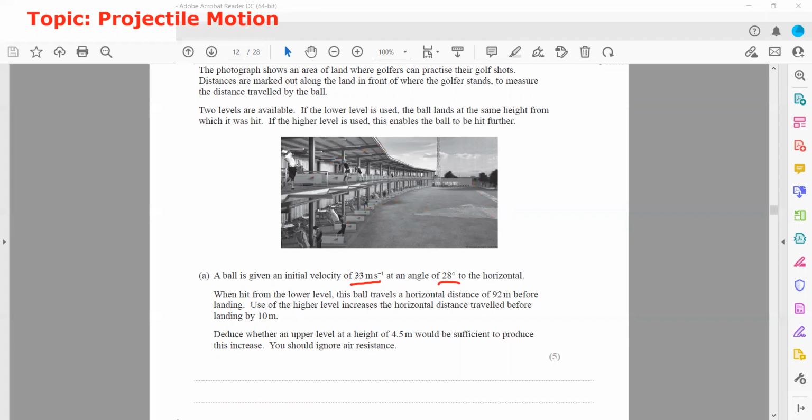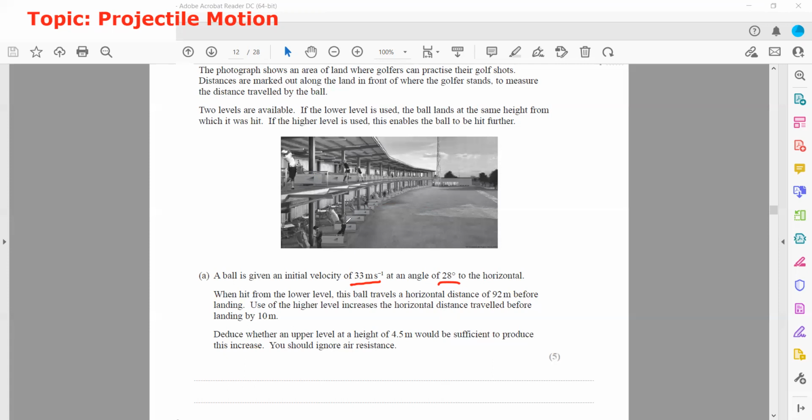When hit from the lower level, the ball travels a horizontal distance of 92 meters before it lands. Using the higher level increases the horizontal distance traveled before it lands by 10 meters. Deduce whether an upper level at a height of 4.5 meters would be sufficient to produce this increase, and you should ignore air resistance.